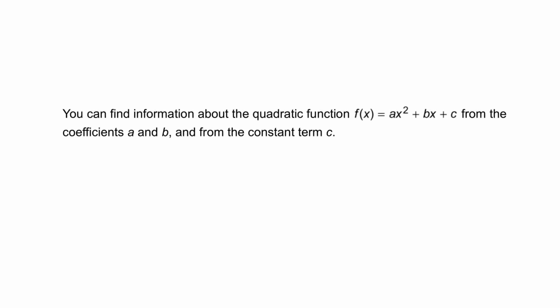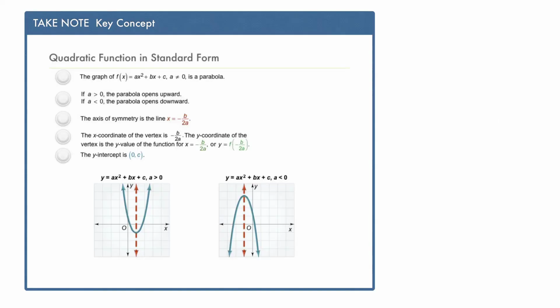You can find information about the quadratic function f of x equals ax² plus bx plus c from the coefficients a and b, and from the constant term c. Take note, key concept, quadratic function in standard form. Take note of the information here, but we'll see it broken down in greater detail in the next few slides.